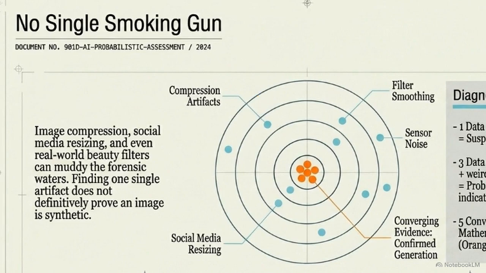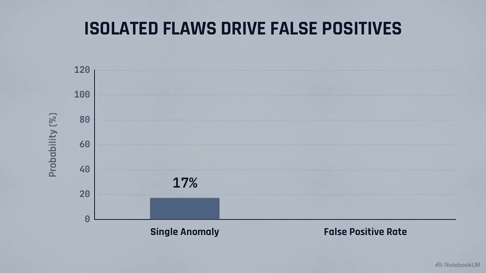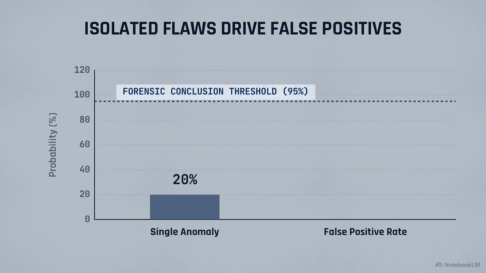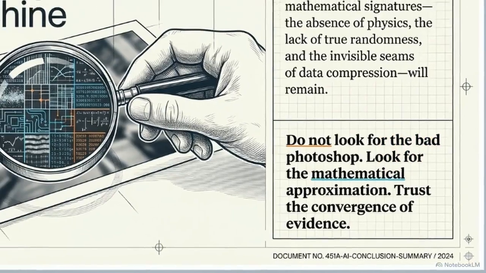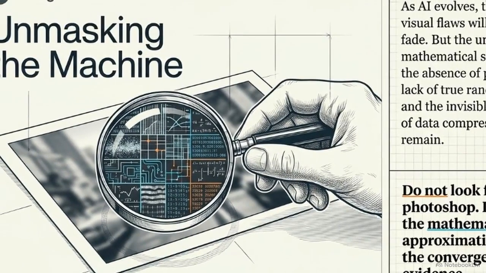A single data point provides a flag for suspicion, but it is insufficient for a forensic conclusion. Relying on isolated flaws leads to false positives and compromised investigations. Reliable detection requires a probabilistic assessment built on multiple independent data points. Forensic certainty is defined from the rigorous synthesis of mathematical data.